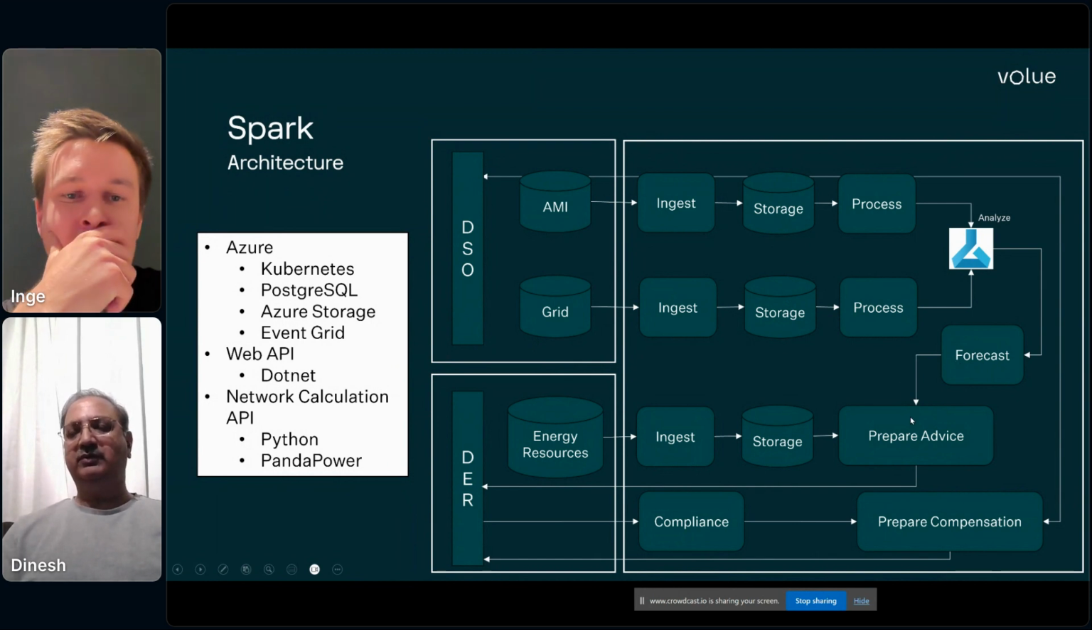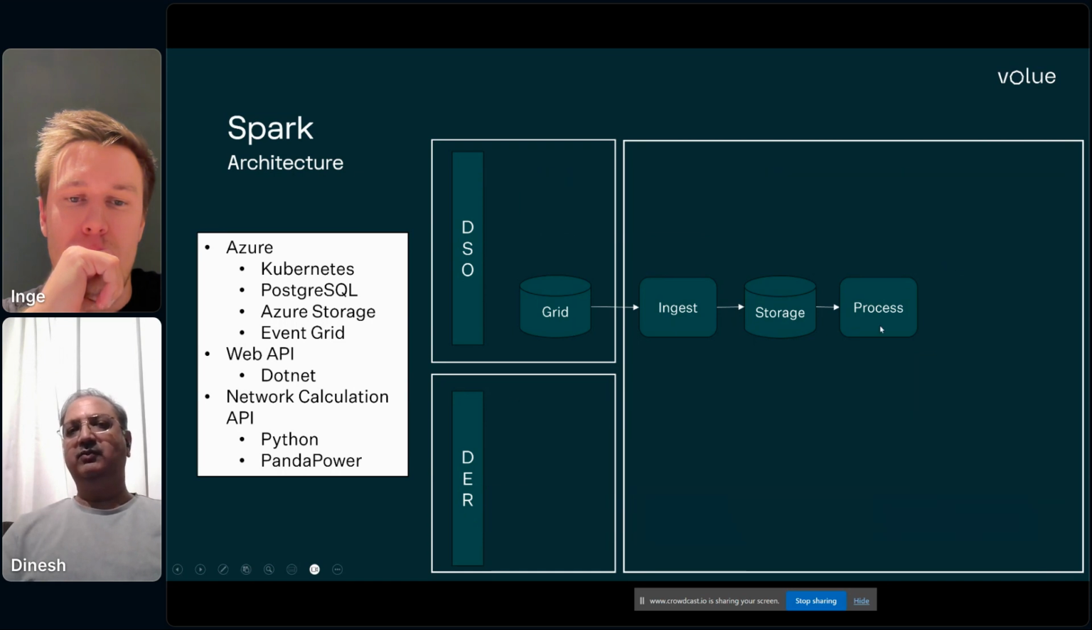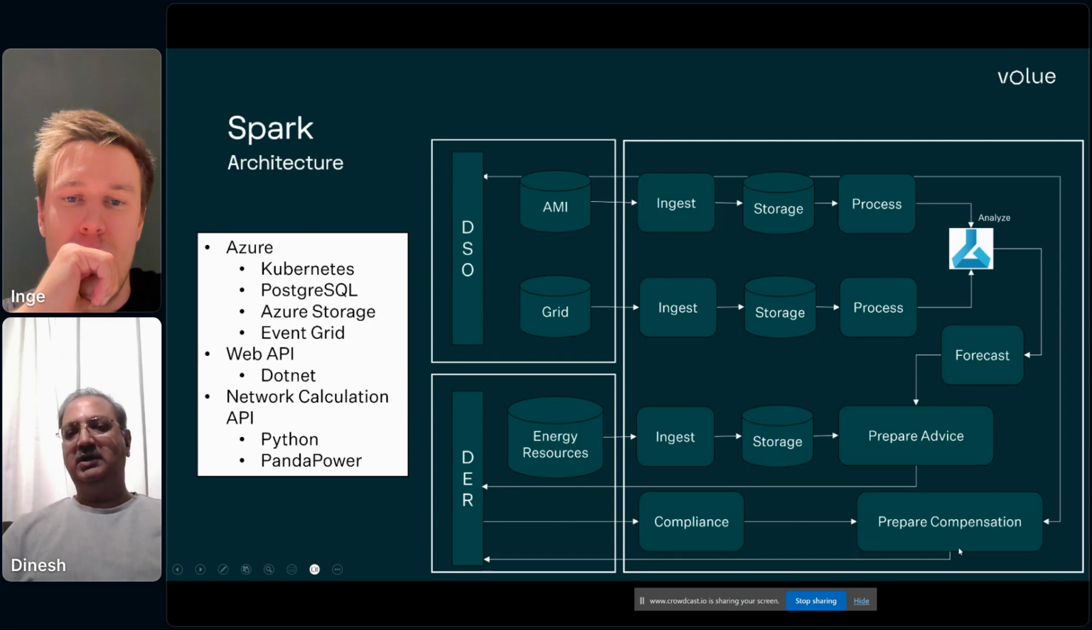Using that forecast, we prepare an advice. We find out what energy resources are going to be using this network, and we prepare an advice and send it to the DER. DER is the distributed energy resource. We send it to the DER, and then the DER tells us whether the end user has complied with that, and then we prepare a compensation from, sorry, from the DSO, and that compensation is sent to the DER.